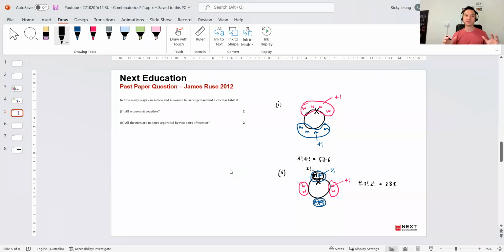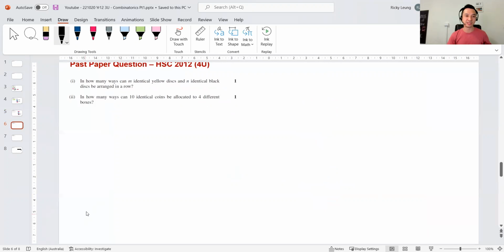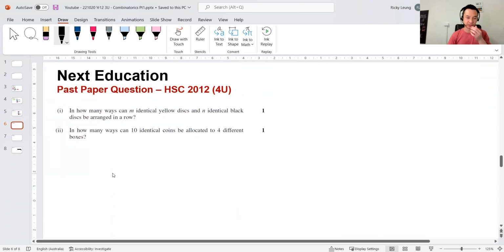Guys, that was a few illustrations of technique on how to do circles. The first one on the line, it doesn't get much harder until next lesson when we start, from 10 letters, we choose 5. Right now, I want to do 2 quick questions to illustrate a 4-unit technique. In the HSC in 2012 in 4-unit, first question is easy. Second question, we'll see. All right, let's develop a method.